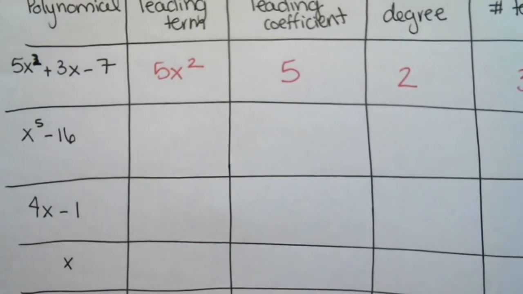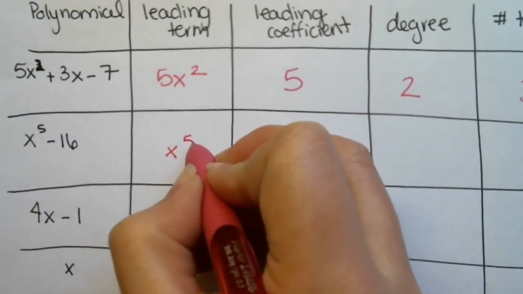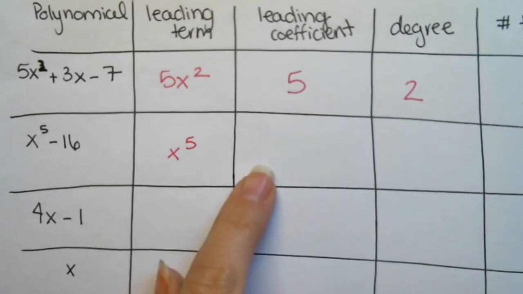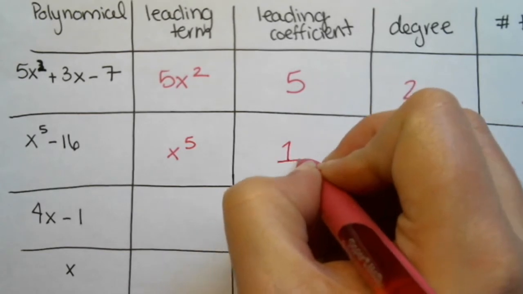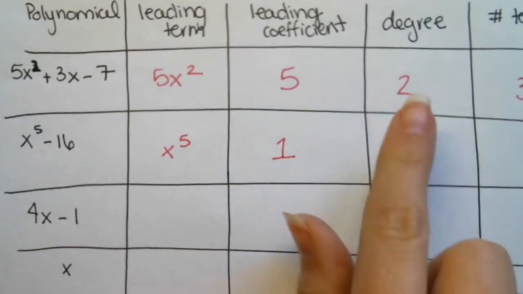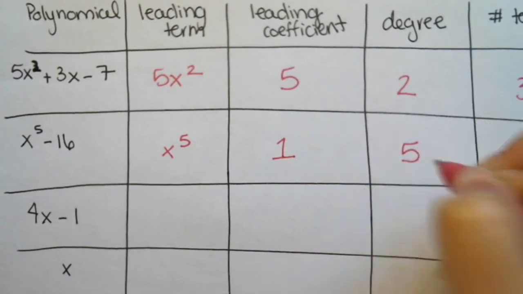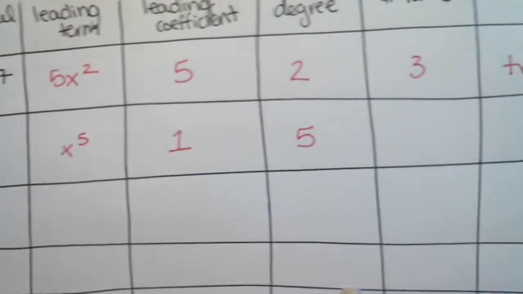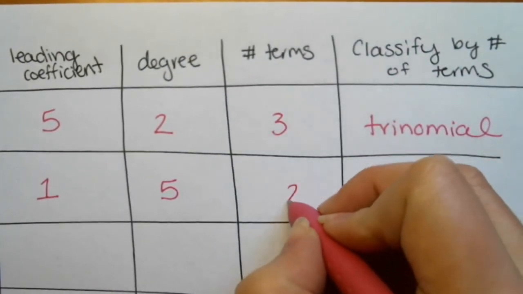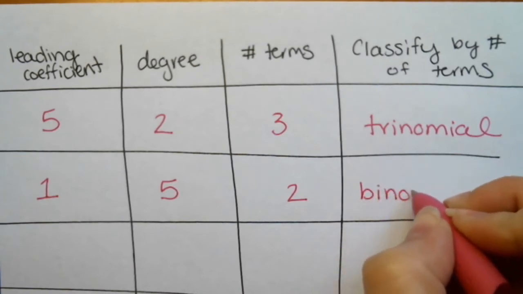Here's one more normal one. We can see that the leading term is x to the 5th. What's the leading coefficient when you don't see a number out here? That means the leading coefficient is 1. The degree is the highest exponent, also the degree of the leading term, which is 5. The number of terms: 1, 2. What does that make this? It's a binomial.